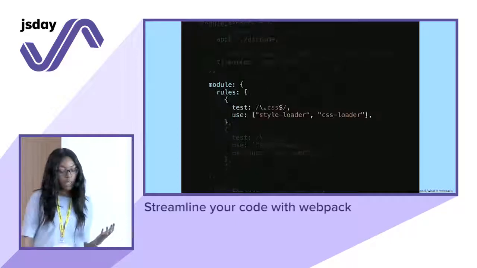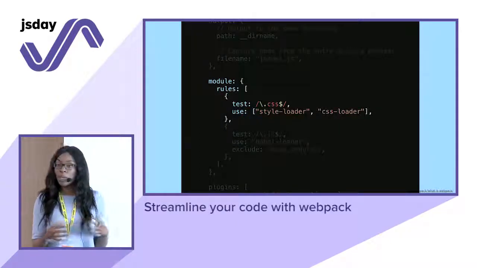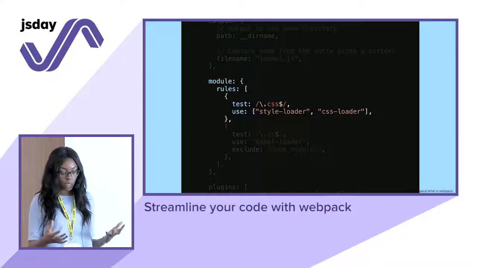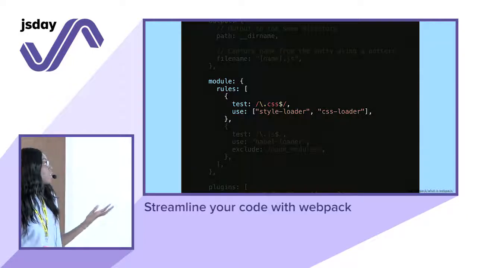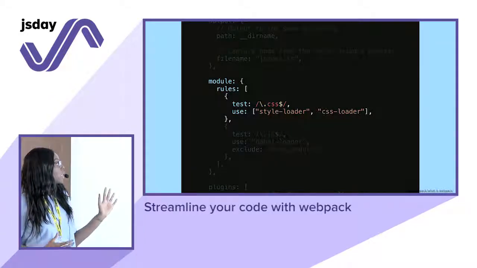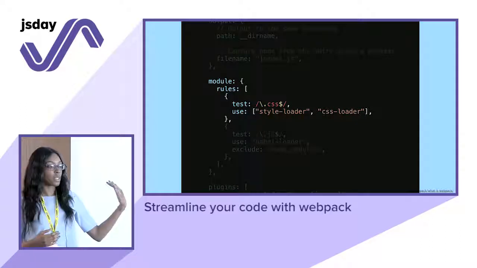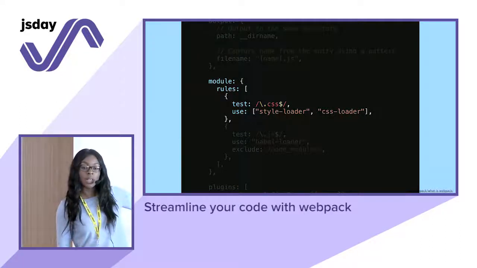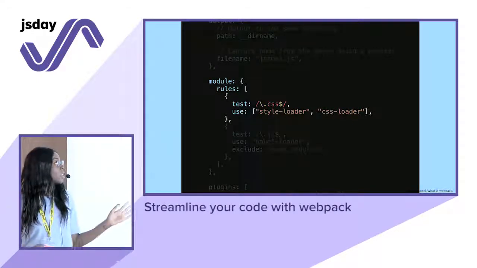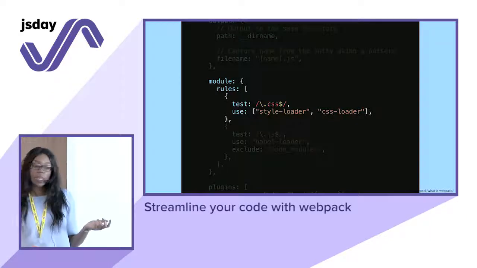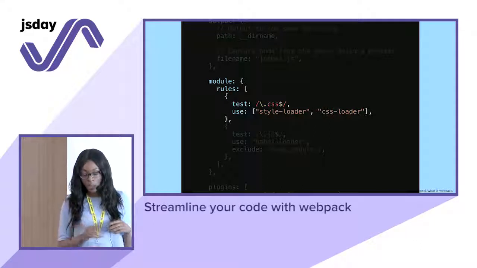The interesting bit comes in the module section, when you can start creating rules for how you want Webpack to treat the code that you give it. So this rule here says, if you come across a CSS file, do these two things, use these two loaders with it. And it starts from the end and works backwards. So it'll first apply the CSS loader, and then after it's done that, it'll apply the style loader. The CSS loader in this case changes your CSS into a string, and the style loader will inject it into the head of your page inside style tags.